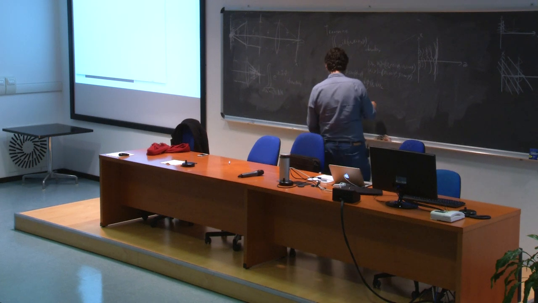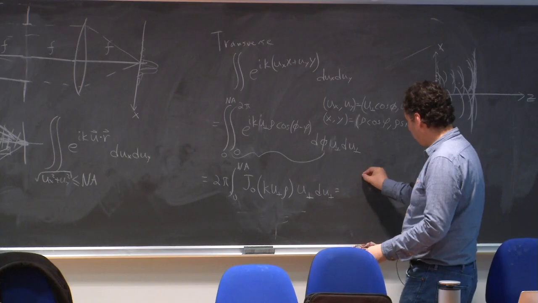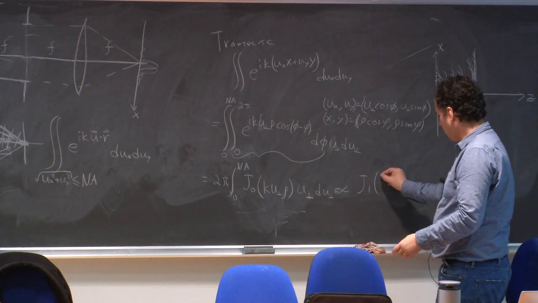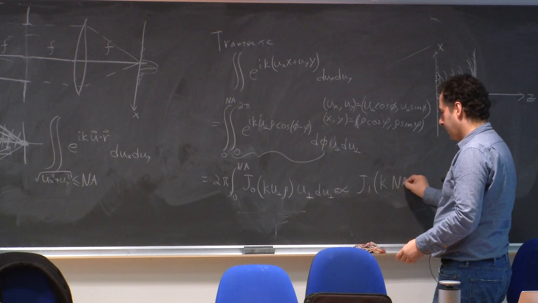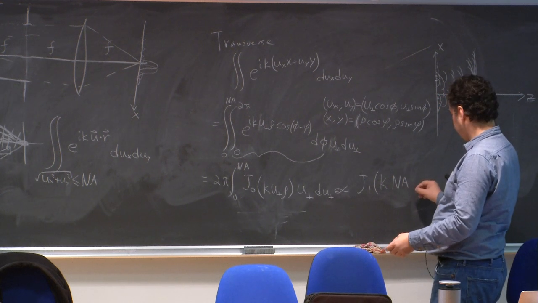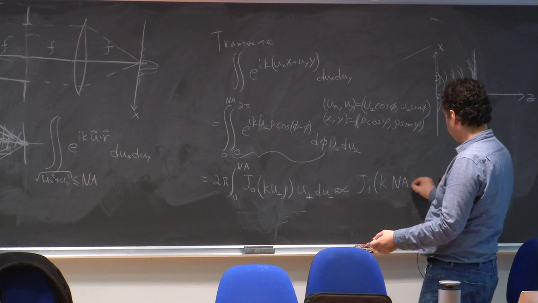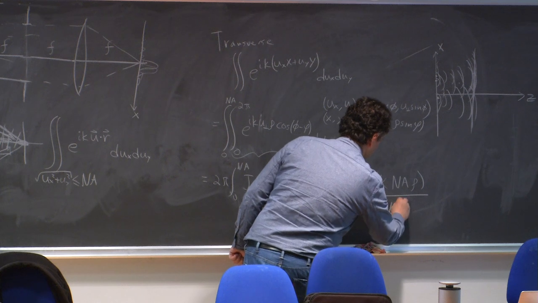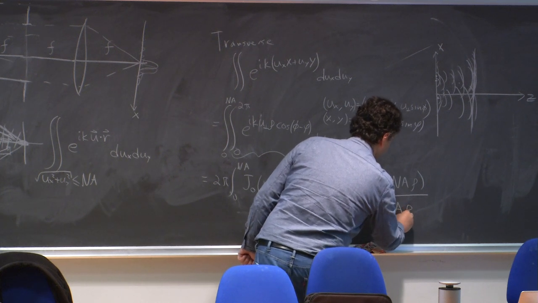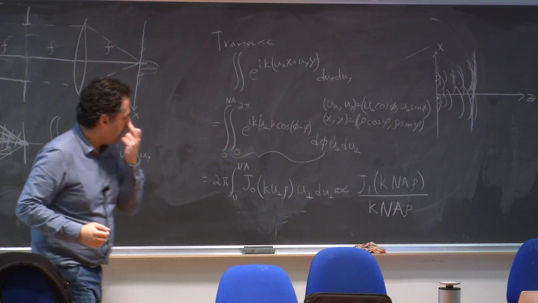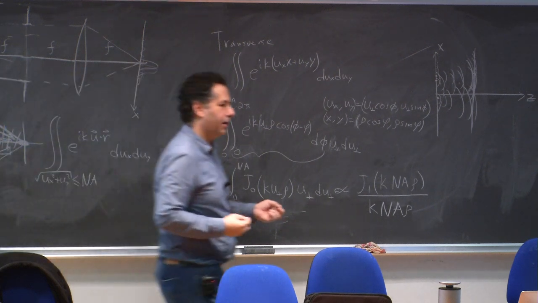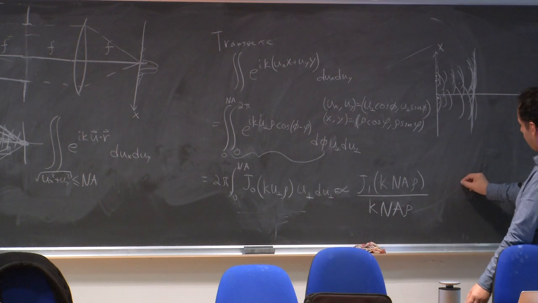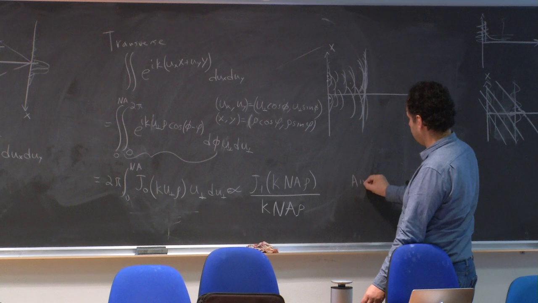Well, what this gives you, I'll just jump to the result. J1 is proportional, I might miss the constants, to J1 of K NA times rho divided by K NA. And this is the famous Airy pattern.